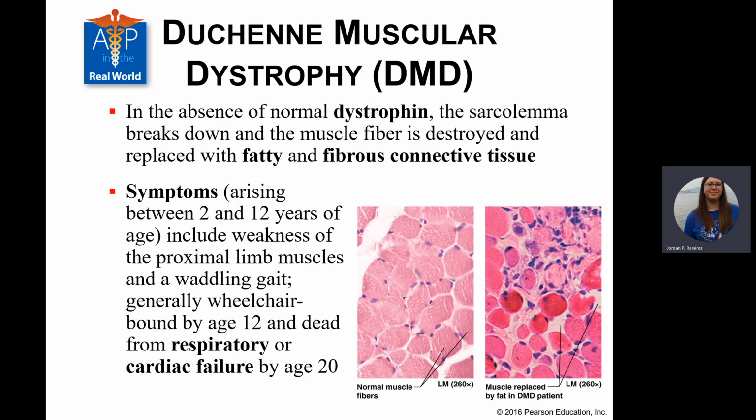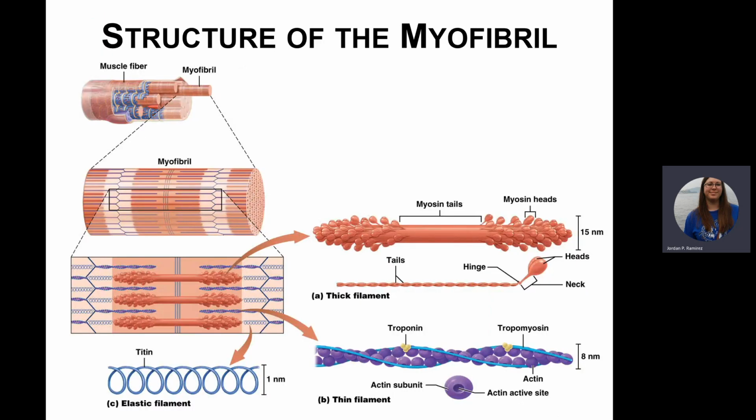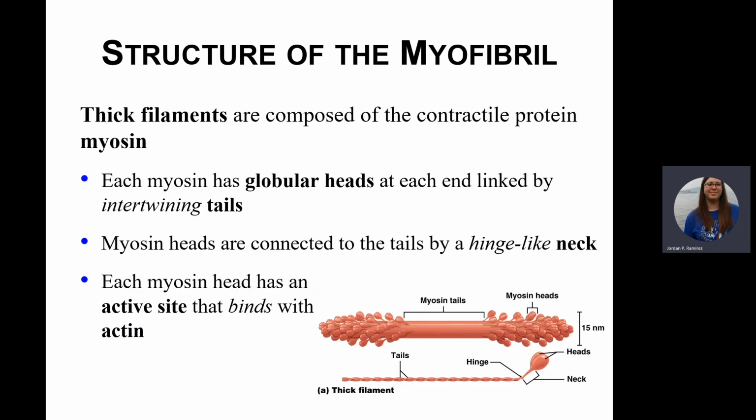All right, so let's talk for just a second about the myofibril. In these next few slides, we're going to talk about specifics on thick and thin filaments, and generally the myofibrils as well, sarcomeres and stuff like that. Thick filaments are composed of the contractile protein myosin. Remember the name because we're going to come back to it. It's going to be very important when we talk about muscle contractions because it's a literal contractile protein.